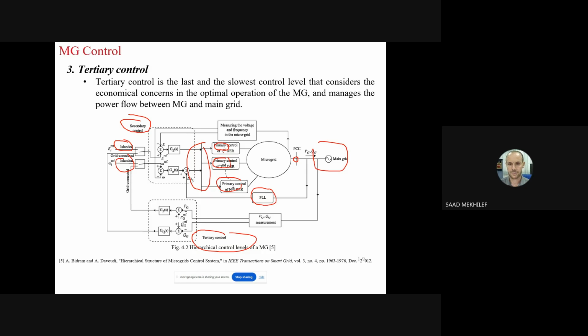But when the grid is connected, we now have another player, which is the grid. That's why we need to measure the P and Q of the grid, and then feed them back to our control to try to maintain how much power we inject to the grid. All right. Any other questions?